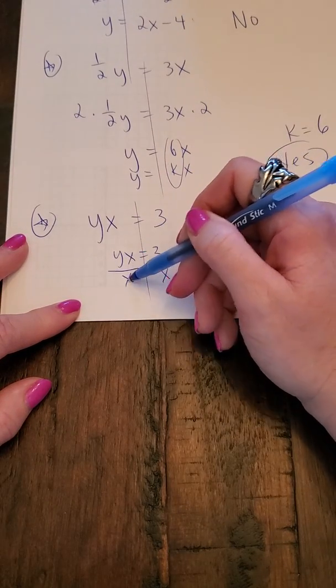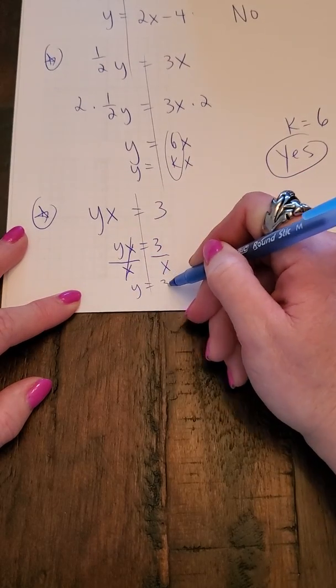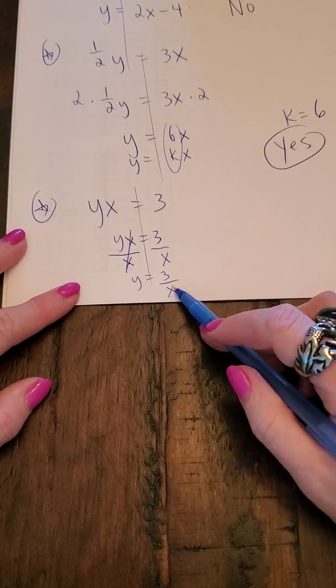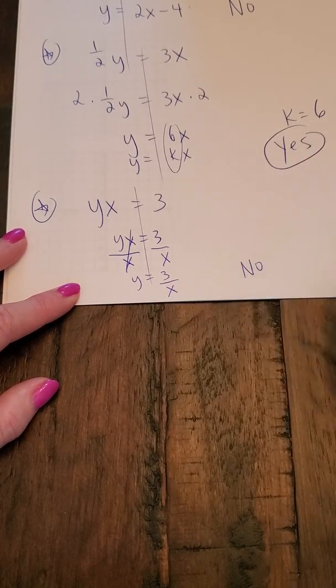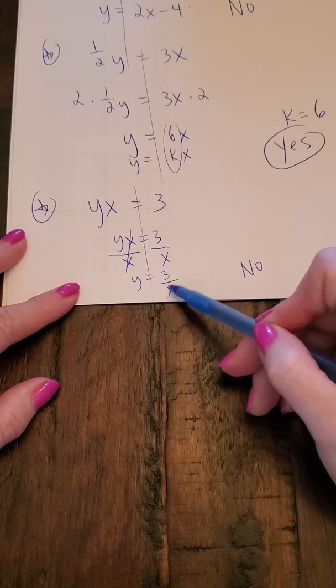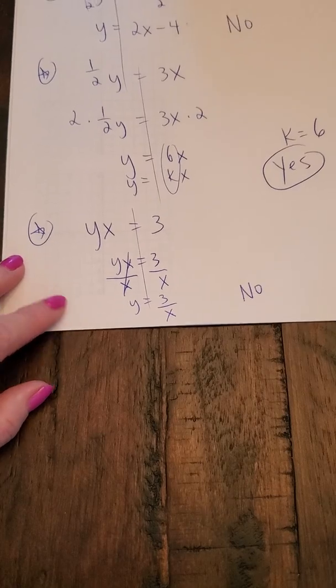X divided by x is 1, so that crosses out, and you get y equal to 3 over x. That looks weird. Anytime you have x on the bottom, the answer would be no. It's not a direct variation because you can't have a 0 down here. If you have a 0 down here, it's called undefined, and that wouldn't work.